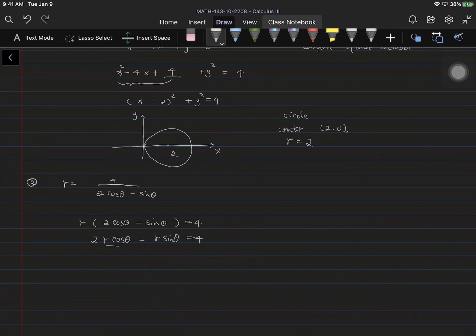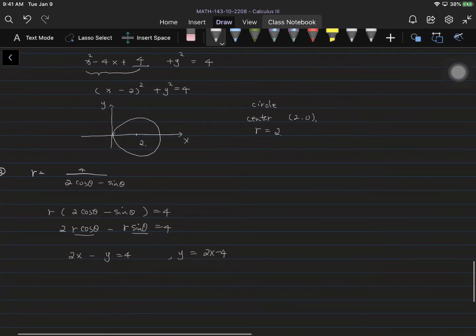And then replace r cosine theta and r sine theta by x and y. So it's going to be 2x minus y equals 4. If we simplify, that is y equals 2x minus 4. And then we know this is a line, right? Okay. A linear function. And this line has slope 2, and the y-intercept is -4. So something like this. Just a rough graph.